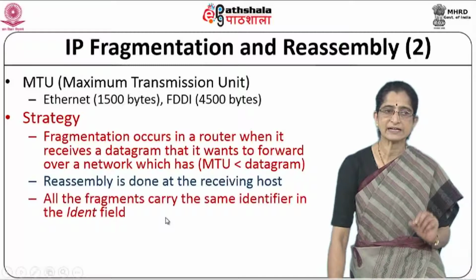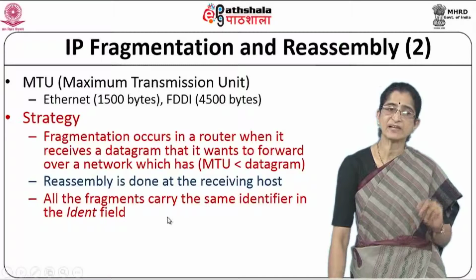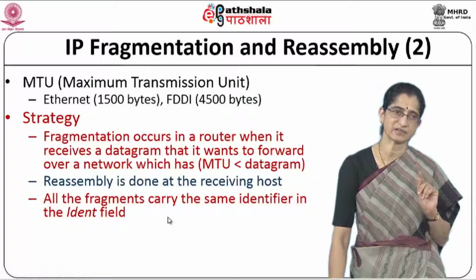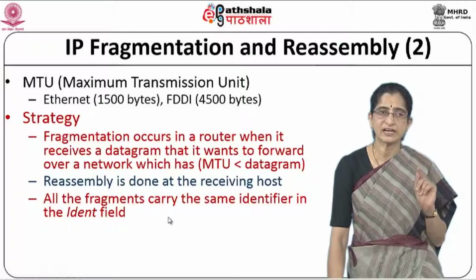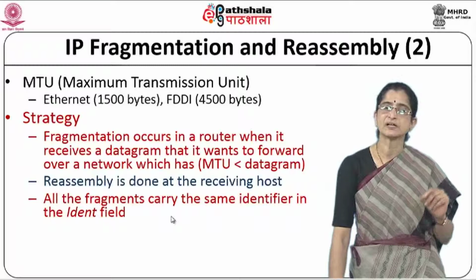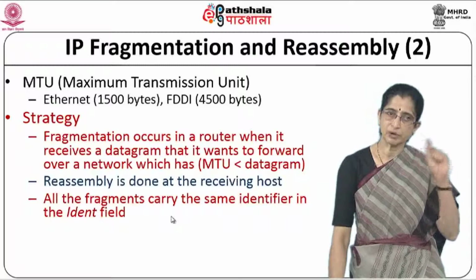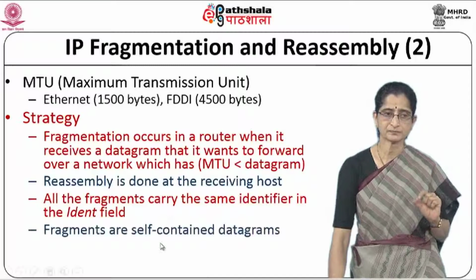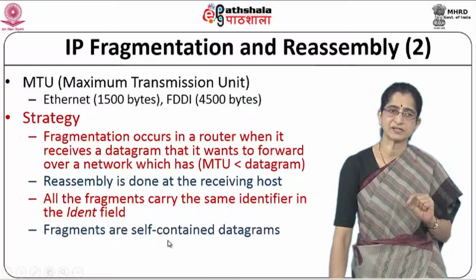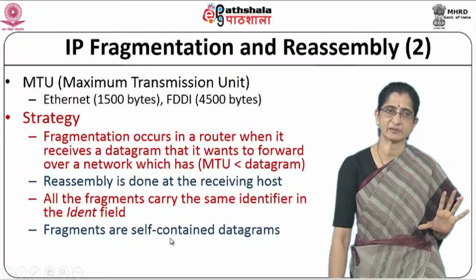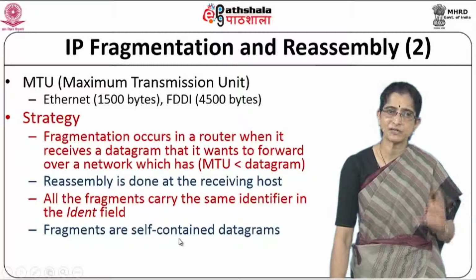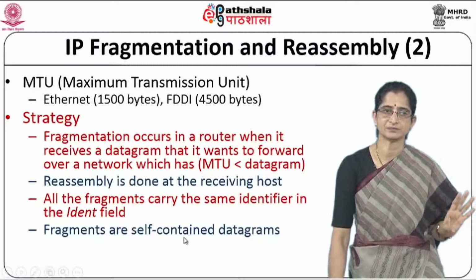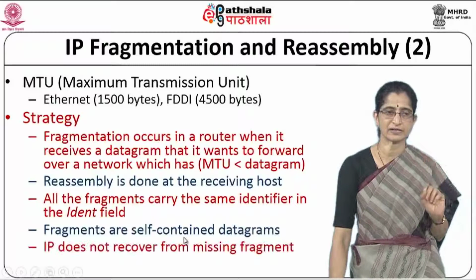And all these fragments will carry the same identifier in the identifier field. Remember, we have an identifier field in each datagram. So, each fragment belonging to a particular datagram which has been fragmented will have the same identifier field. And each of the fragments by themselves are self-contained datagrams. That is, it is an IP packet by itself. So, it means it can be routed independently. That is another very important aspect.